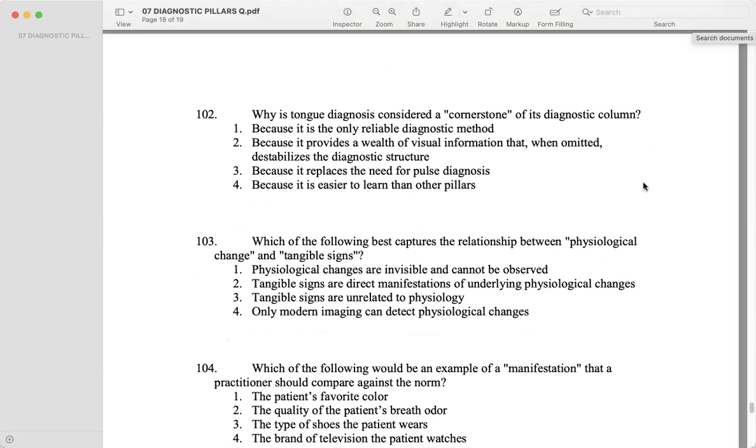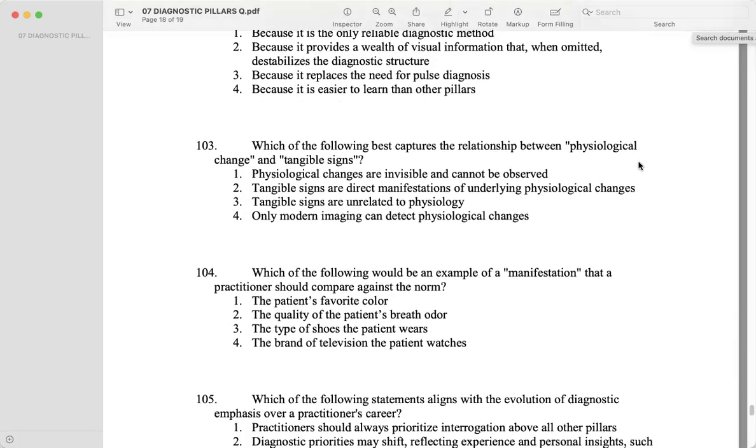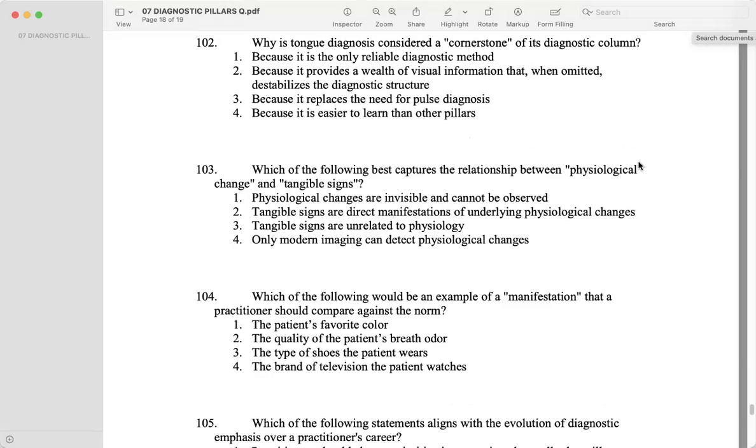Why is tongue diagnosis considered a cornerstone of its diagnostic column? Because it provides a wealth of visual information that, when omitted, destabilizes the diagnostic structure. Okay, so you always look at the tongue, huh? Yes. We need to separate the boodle from the non-boodle. We can diagnose accurately. Eventually, all the people in the Philippines will know, diba?